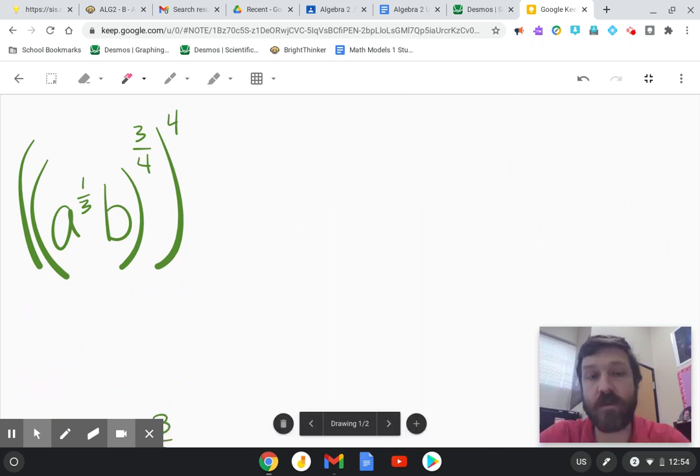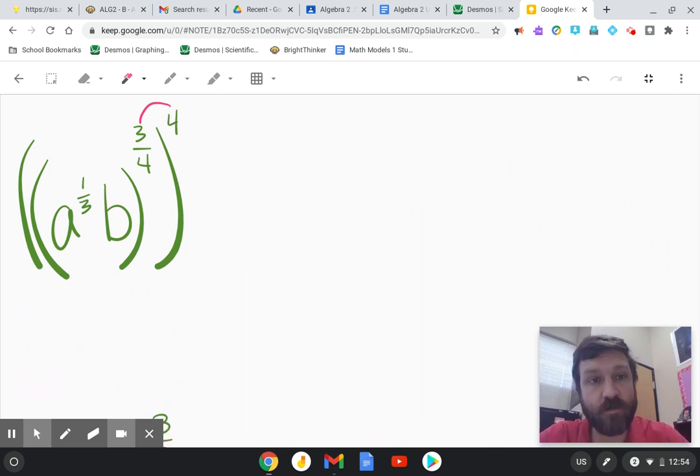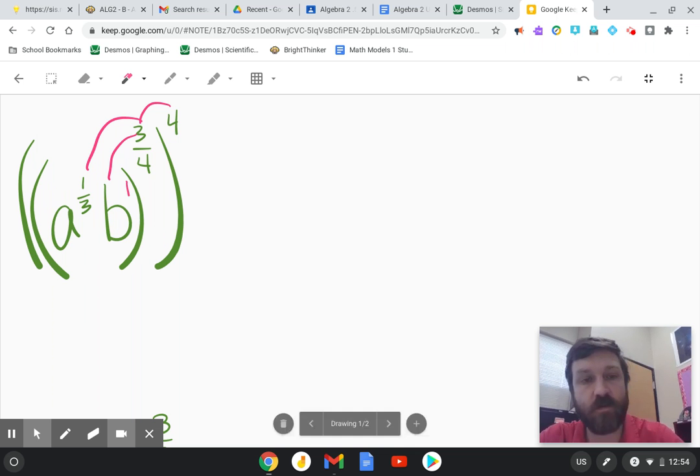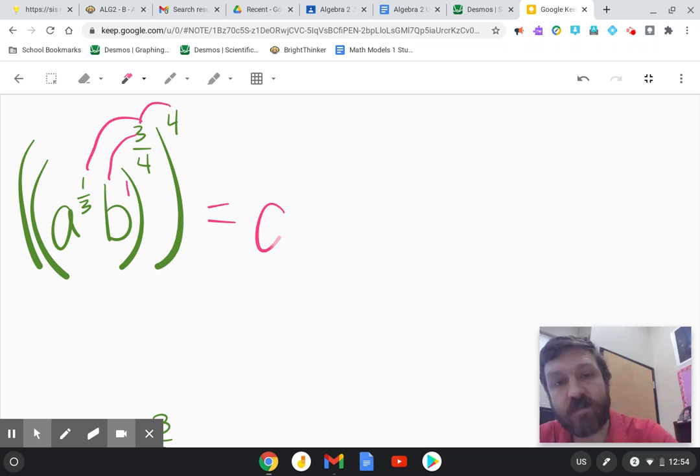This one looks really complicated at first, but it isn't. We know that we're going to multiply the 4 times the 3/4, and then we're going to multiply that times each of the powers. We know there's a power of 1 on this b already assumed. So really this looks like this. a to the 1/3 times 3/4 times 4.